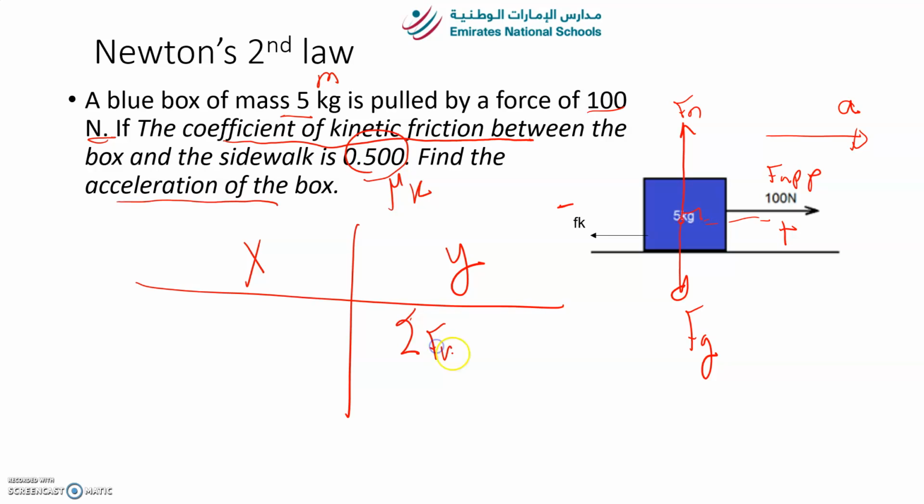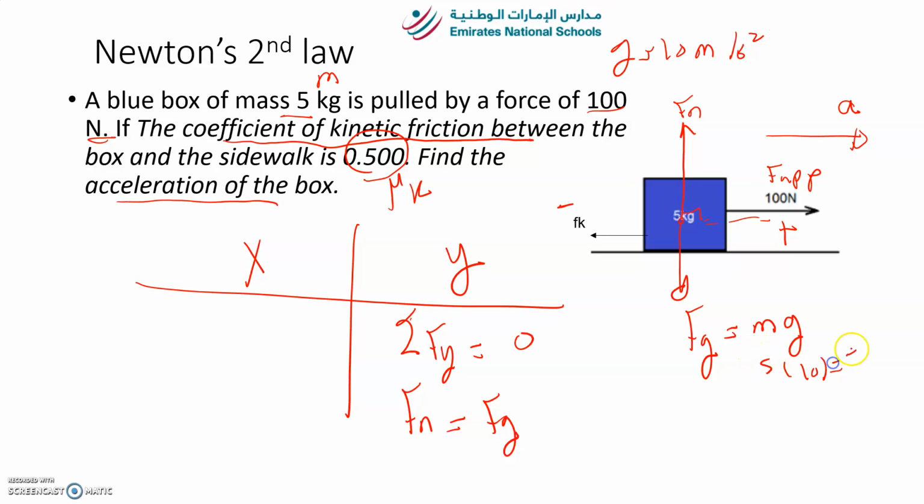Summation of forces in Y direction equals what? 0. What that means, this is equilibrium or balance. The forces are balanced. All the forces up will equal the forces down. How can I find the gravity or weight? It is mass times g. Consider g is 10 meters per second square. So mass 5 times 10, I will have 50 in Newton.